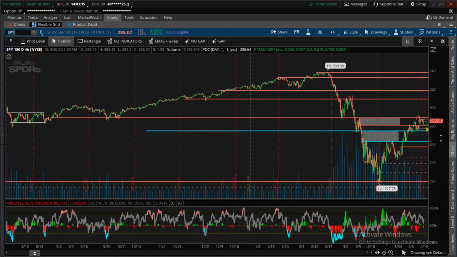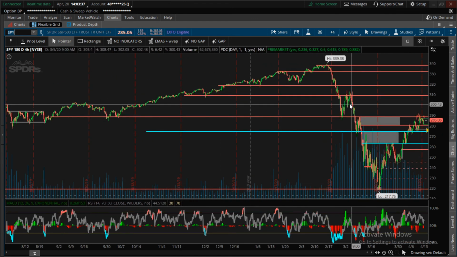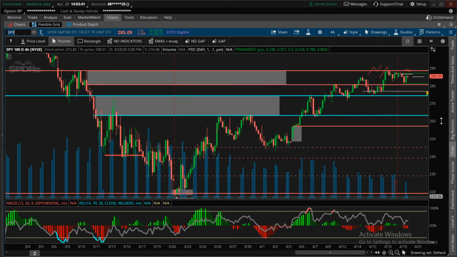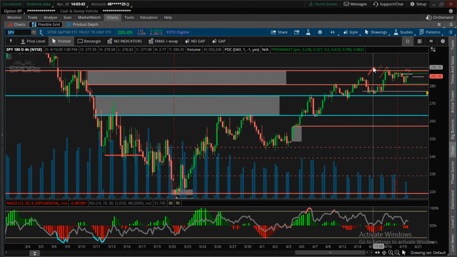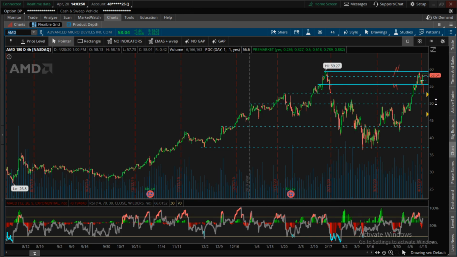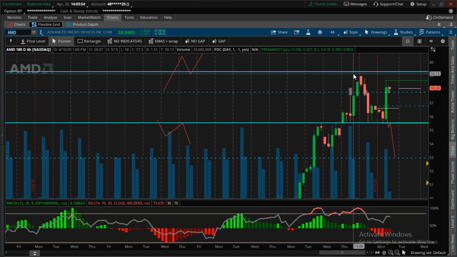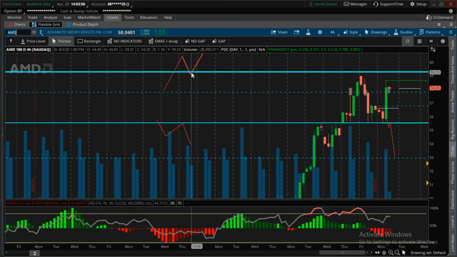So the overall market is consolidating sideways until some type of news catalyst comes out, or until a certain price level breaks. So for AMD, for SPY, we wanted to break above 288.50, turn 288.50 to support, and then run. And for AMD, that's for the upside at least. For AMD, we want to see a break above 59.27, turn it to support, and then run.